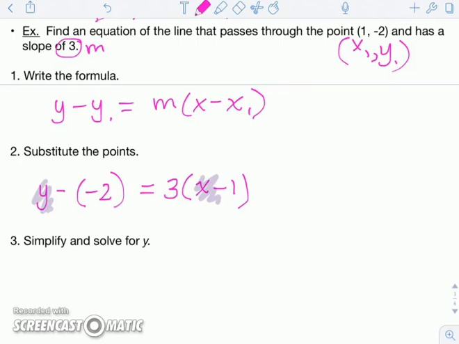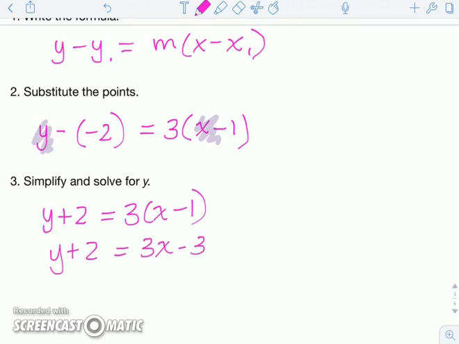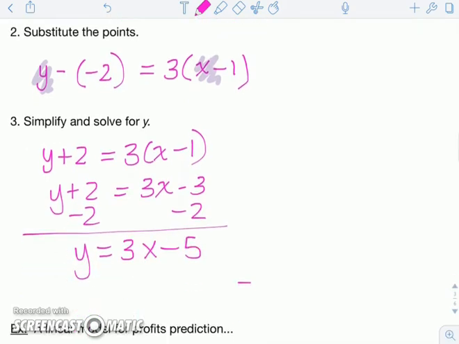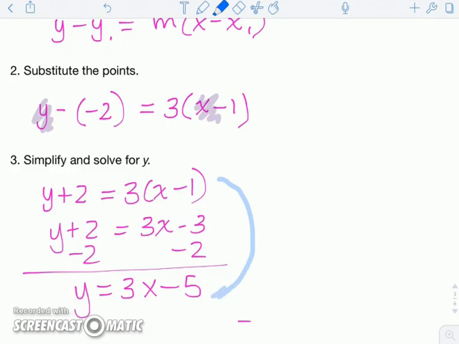If I wanted to graph this, I could do 2 things here. I could plot the point 1, negative 2, and then go up 3 and over 1. Or I can put it in y equals mx plus b format, and that's what's going to happen here. So really I have y plus 2 is equal to 3 times x minus 1. If I distribute this 3, I'm looking at 3x minus 3. Subtract the 2 from both sides. And in slope-intercept form, I realize my equation is y equals 3x minus 5. So these 2 equations are exactly the same. They'll give me the same graph. It's just a different format.